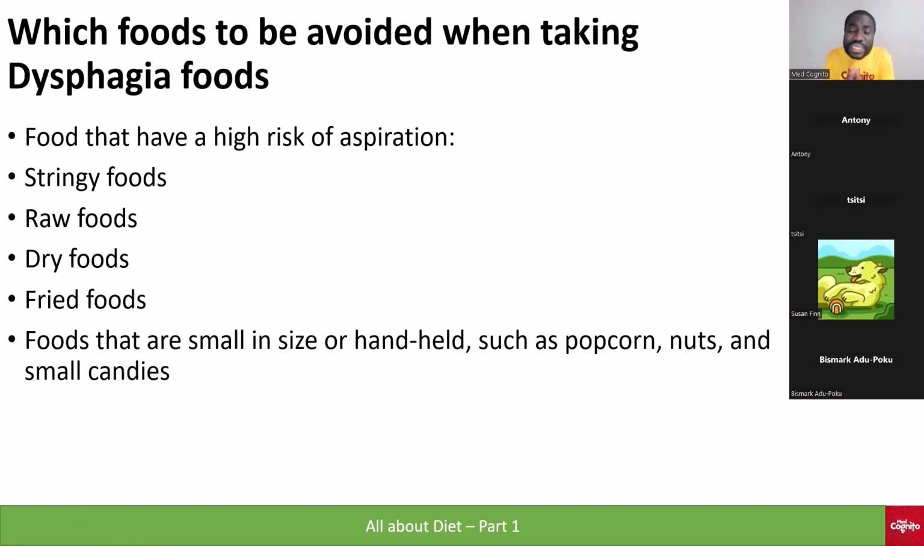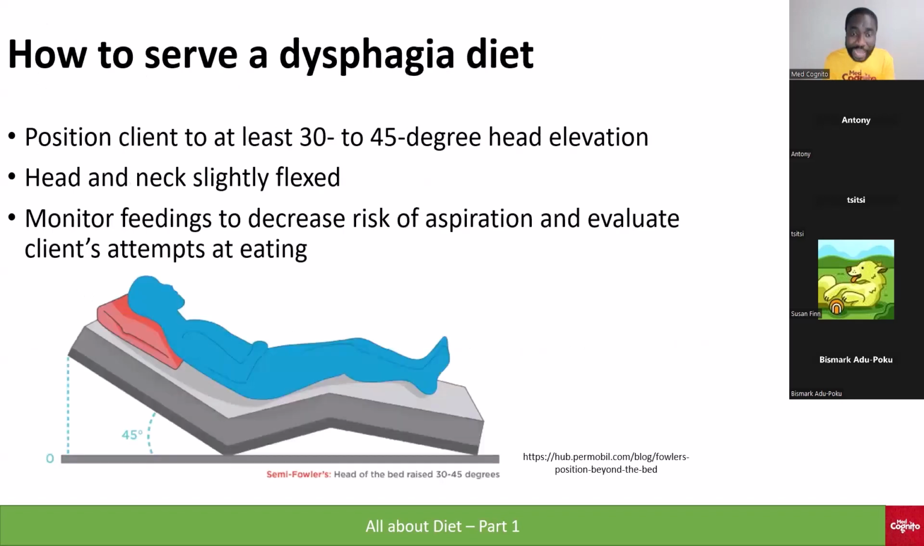Remember, this is for clients who have dysphagia, difficulty swallowing. Popcorn can easily get stuck in the throat. So that's something you want to pay attention to: dysphagia foods, which you give to clients with difficulty swallowing, level one to level five. And you also have to learn the foods that you don't want to give: stringy foods, raw foods, dry foods, fried foods, and foods that are small and handheld.